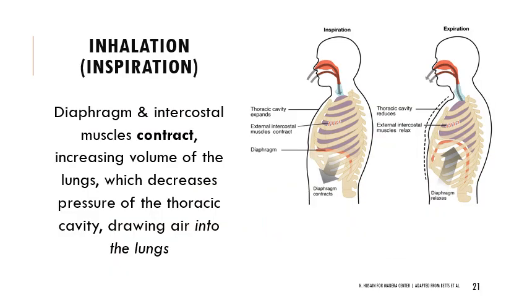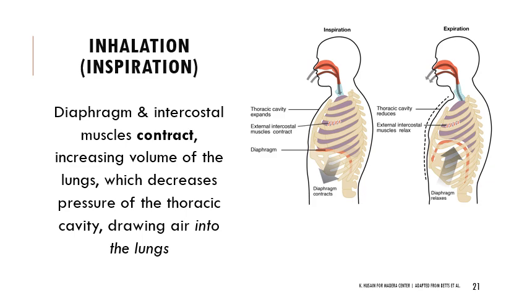Okay, so putting those ideas together and thinking about this pressure-volume relationship, when you go through inhalation, that's also called inspiration. Those are just two different terms for inhaling. So what's happening there on a muscle level is that the diaphragm and the intercostal muscles are contracting. That's increasing the volume of the lungs. So they contract and the diaphragm pulls down. The rib cage pulls out, and so that's going to decrease the pressure of the thoracic cavity and draw air into the lungs.